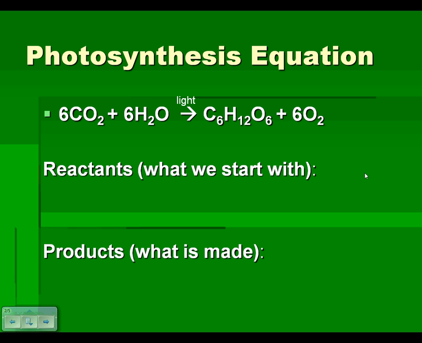Okay, let's start with this photosynthesis equation. All right, let's figure out what our reactants are. The reactants are the things that we start with. So we start with carbon dioxide, so that's a reactant. And we also begin with water.